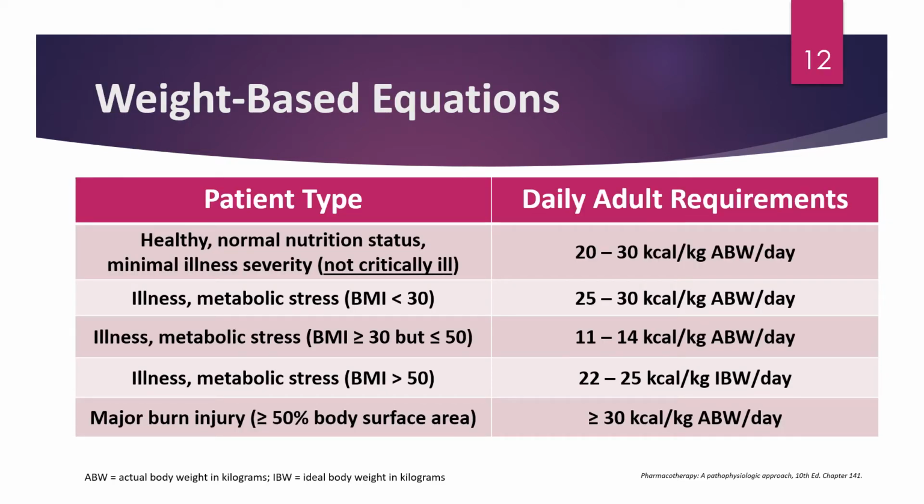We have many different equations that we use for the purpose of calculating caloric requirements. So we have weight-based equations primarily that will measure those requirements. So everything that you see in bold here, you need to know for exam purposes. What I do want to emphasize here is that normal, healthy patients have a wider range of calorie requirements that they may need per day. And it may range in the frequency of 20 to 30 kilocalories per kilo actual body weight per day. So these are healthy, normal nutrition status, and minimal illness severity patients.